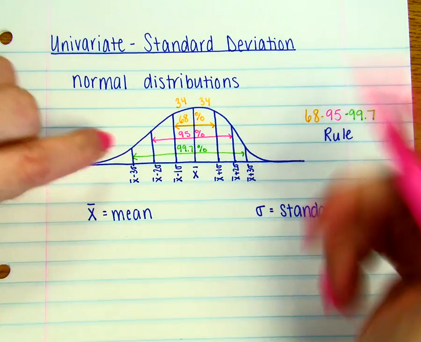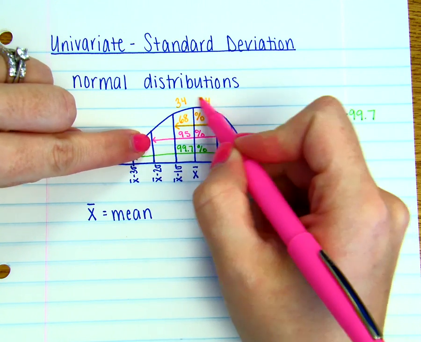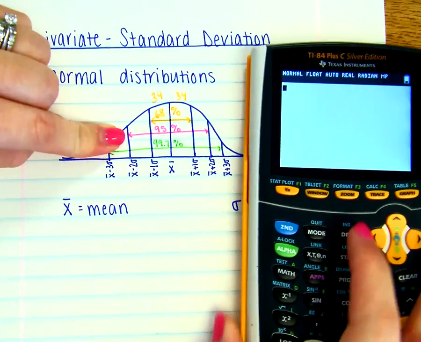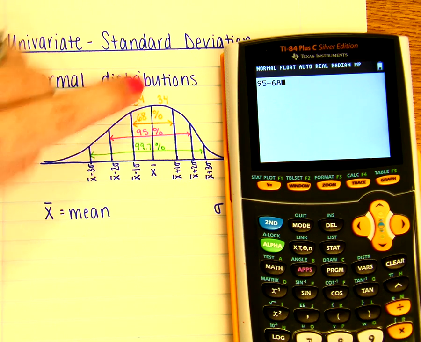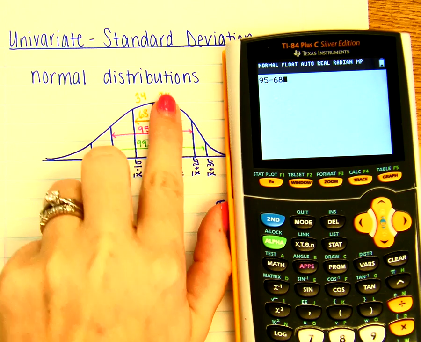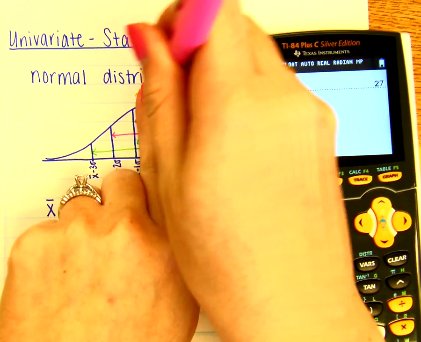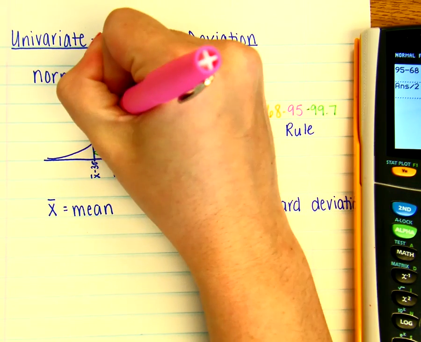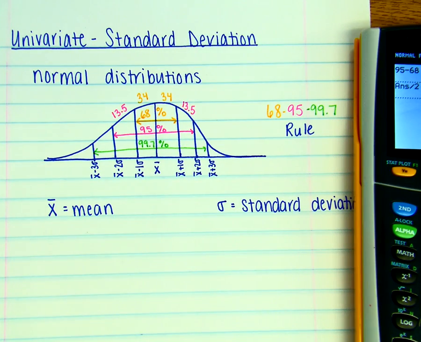I can do the same thing for the next one. From here to here is 95, but I already know that all of this is 68. So to figure out how much each of those little boxes is, I'm going to take the 95 and subtract the 68 that's already here, because I already know this much. I don't need that much. So I just need the 95 minus that 68. That gives me 27. So now I need to figure out how much on each side. So I divide it by 2, and that gives me 13.5. So 13.5 here, and 13.5 here.